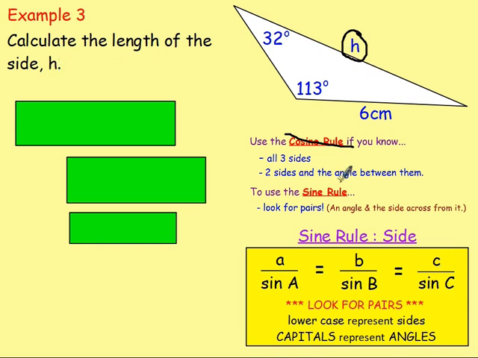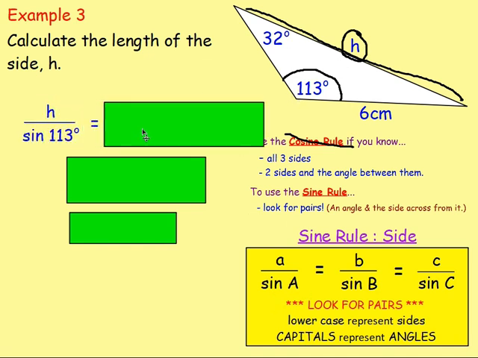So, for the sine rule, you need to think of pairs. Good, you think of pairs. And because we're wanting to find H, we would start with that. And what is H paired up with? Well, because that's the length of that side, the angle across from that side is 113. So start with what you want to find. We want to find H, so we're going to have H over sine of our angle. So it's H over sine 113 equals, and what's another pair?